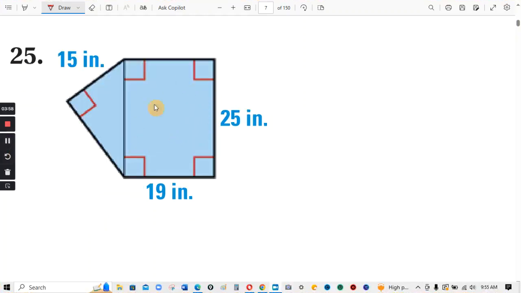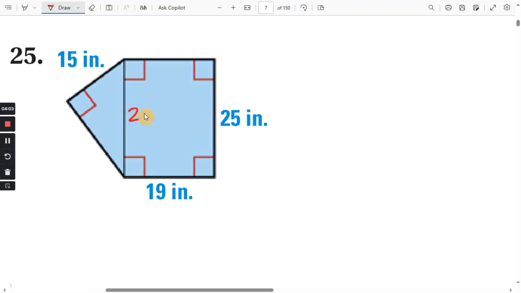Number 25, you have a rectangle right here. If this is 25, this one right here is also going to be 25. Okay, you need to solve for this side length right here. And since you have a right triangle, you're going to use the Pythagorean theorem, a squared plus b squared equals c squared. All right, you solve for this side right here. Once you do that, the area of the rectangle is just base times height. And the area of the triangle is going to be 1/2 base times height.